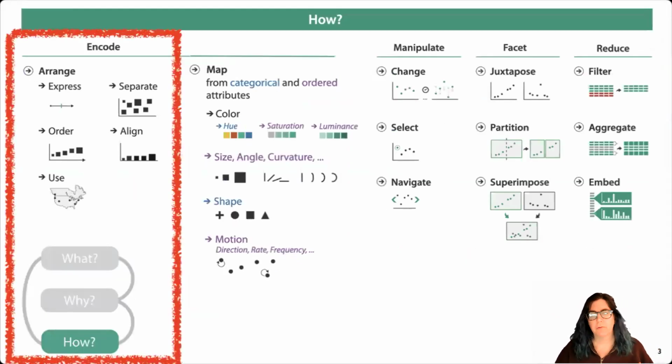So we've already talked about four ways of arranging data in position-based layouts: expressing quantitative attributes directly, separating into regions, and ordering and aligning with, say, categorical data. Now we're going to talk about just using given spatial data.